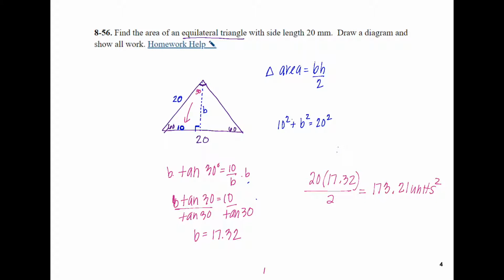When you talk about your units squared, make sure you look at your problem. And in this case, we should actually say millimeters squared would be more precise and accurate.